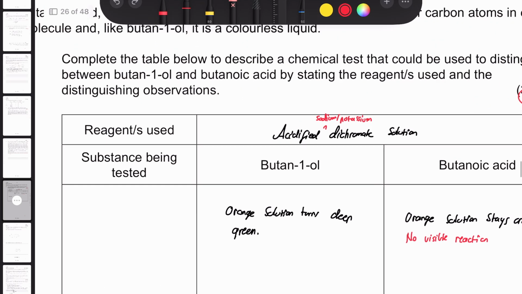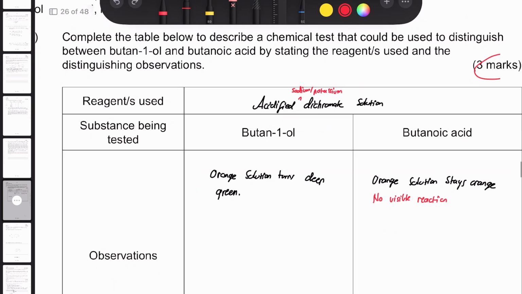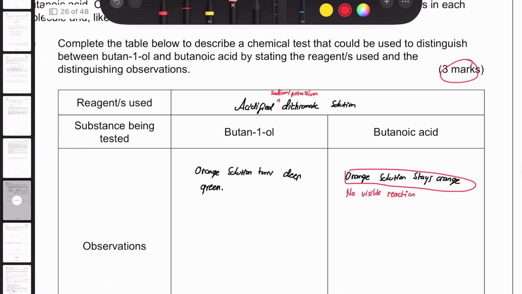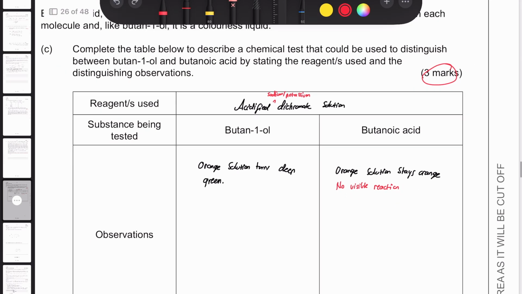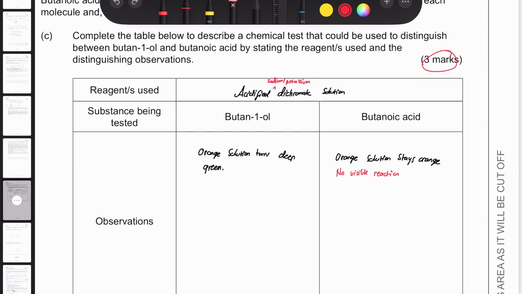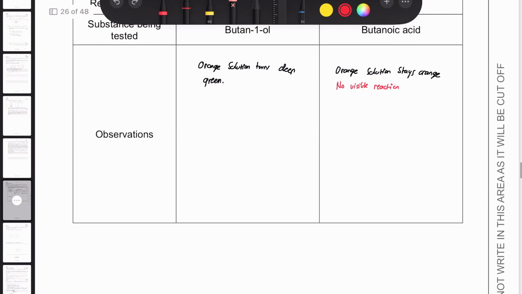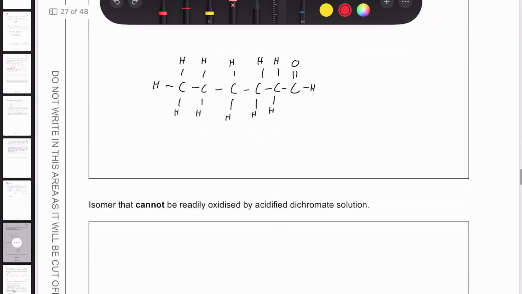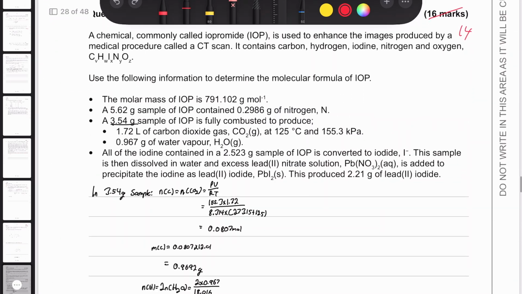Here again, I should have said sodium or potassium, and instead of saying orange solution stays orange, I could have said no visible reaction. I don't know why I didn't say that. I wrote that so many times in my tests that it should be second nature to me, but I just forgot to say it, I guess. But yeah, no visible reaction. And then this was all good, so we're going to section 3.